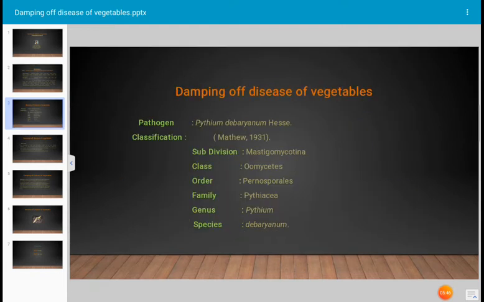Next, this is the classification of the pathogen which is responsible to cause the damping off disease of vegetables. The pathogenic organism is Pythium debaryanum. There are several species of Pythium which are soil borne and which cause the damping off disease of several types of vegetables. Okay, next.